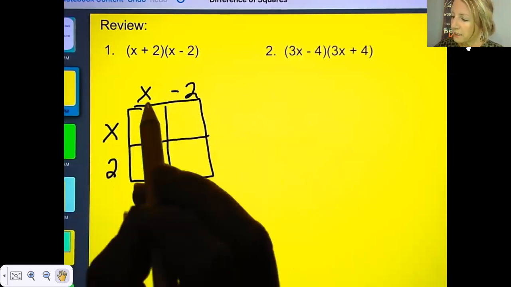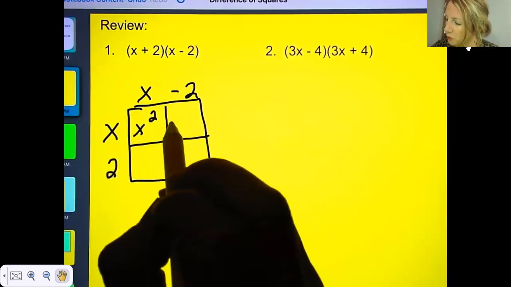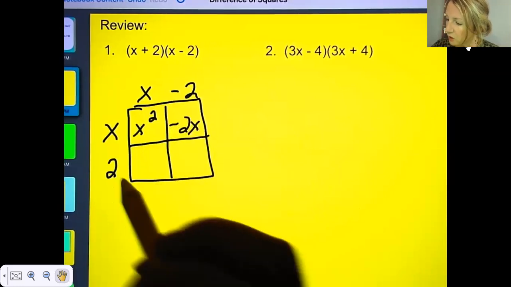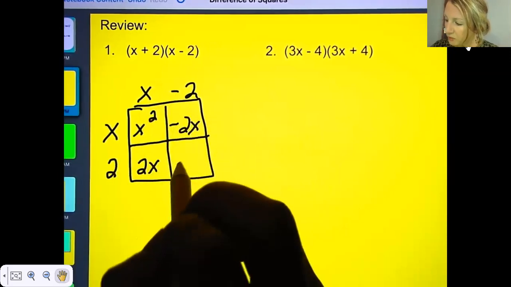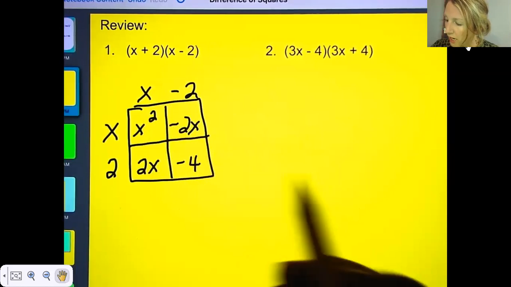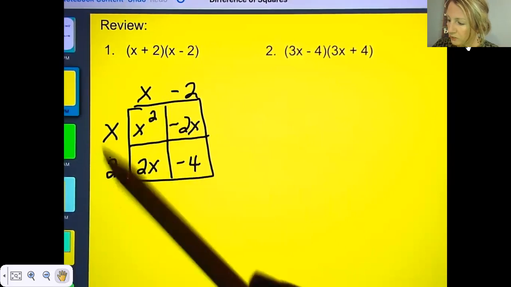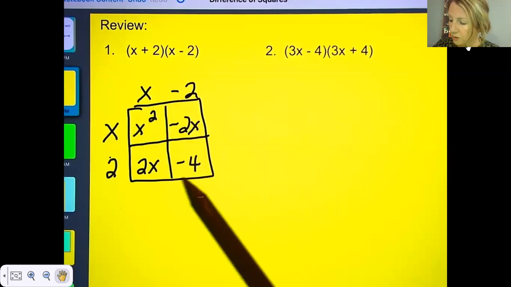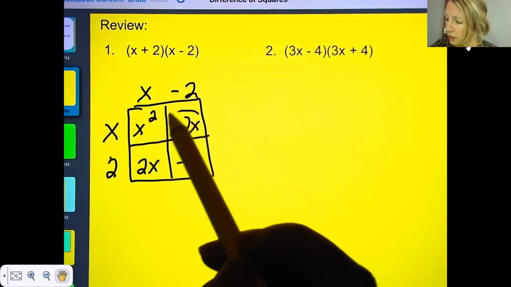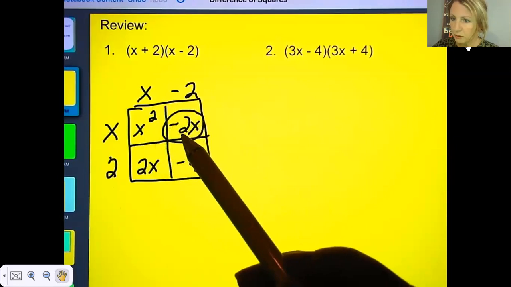So when we multiply x times x, we get x squared, and x times negative 2, we get negative 2x. 2 times x simplifies to positive 2x, and then 2 times negative 2 is minus 4. And pay attention that when these are opposites, one's positive 2, one's negative 2, anytime we multiply a positive and a negative, we'll always get a negative constant, okay? And then think about what happens with our like terms. This is always going to produce a positive 2x. This is always going to produce the opposite of that term, in this case, a negative 2x.